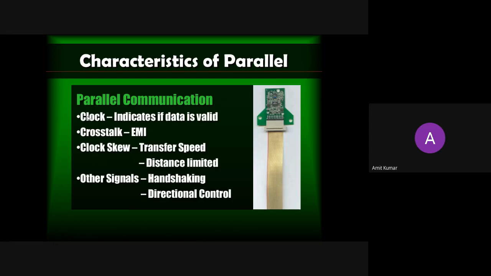So the square waveform has a positive edge, which is when the signal is going from 0 to 1. The second is the negative edge, and the third one is the level. So the data can be latched at any position. Either it can be latched at the positive edge or it can be latched at the negative edge.